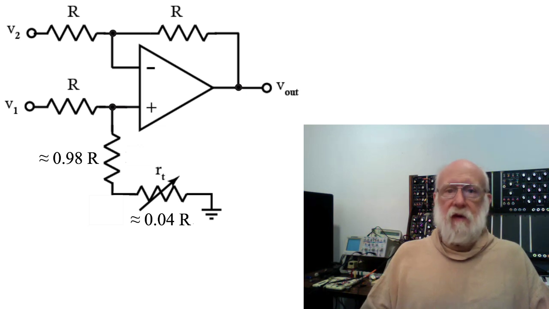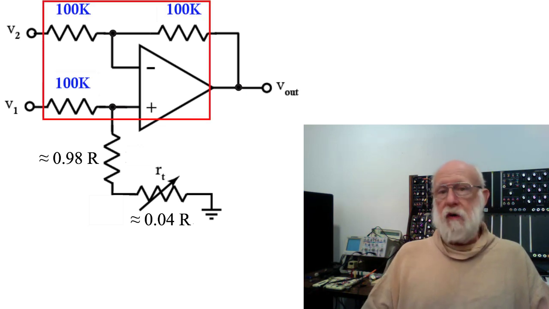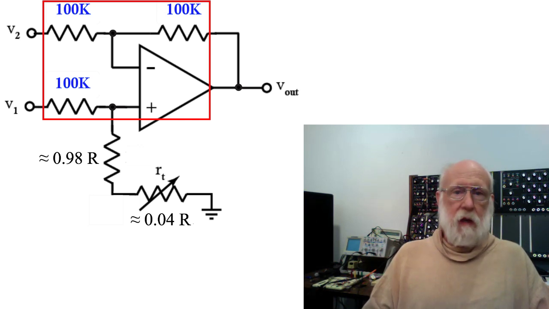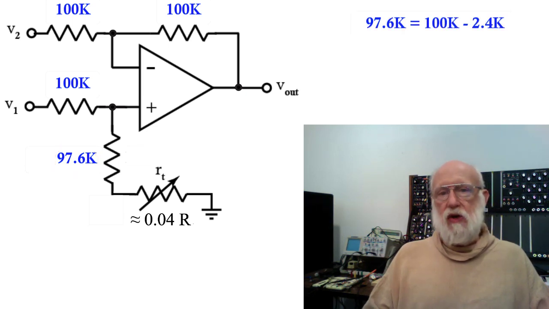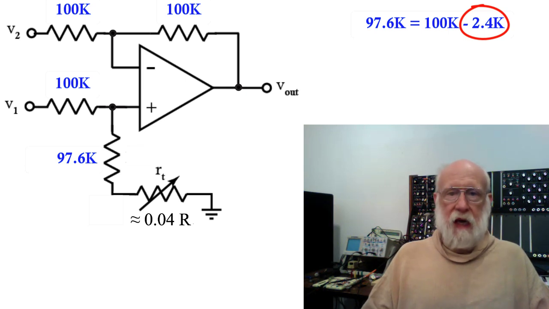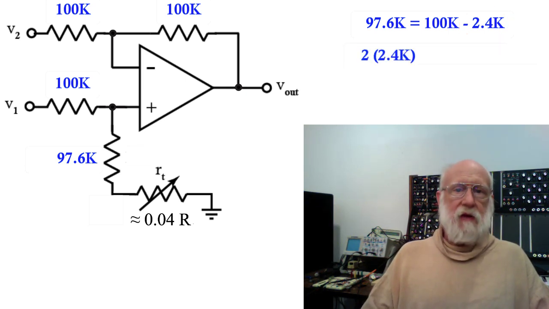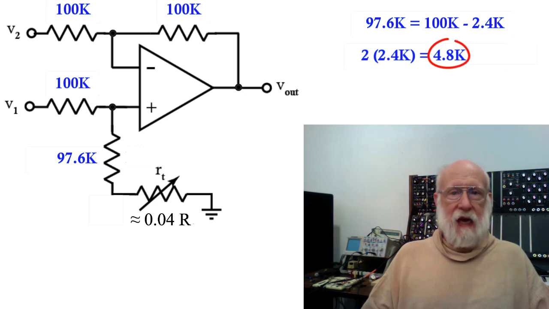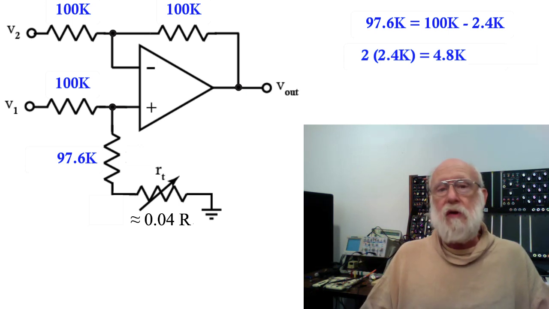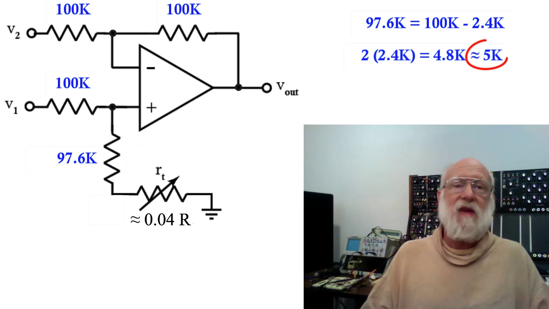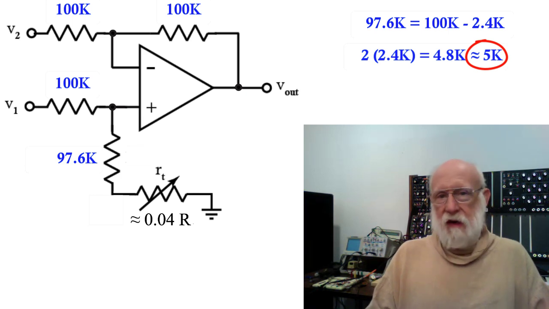For example, if you chose R to be 100K, which is of course a 1% value, the nearest 1% value below that is 97.6K. Now that's 2.4K below 100K, and twice that value is 4.8K. Now, you're not going to buy a trimmer potentiometer with a value of 4.8K. So what you do is you choose a standard value, and certainly 5K is a standard potentiometer value.